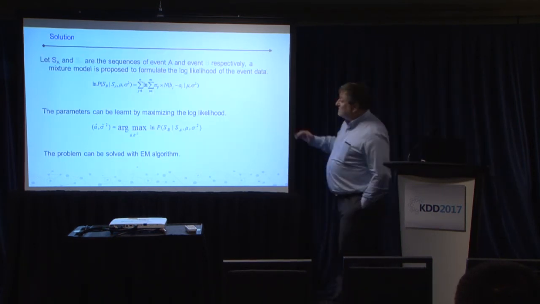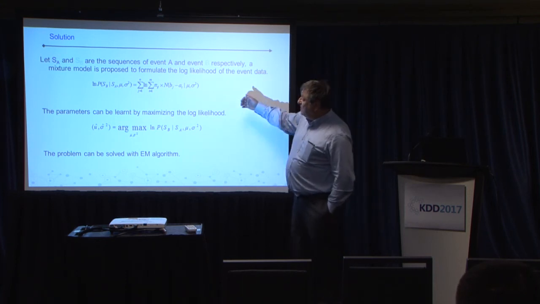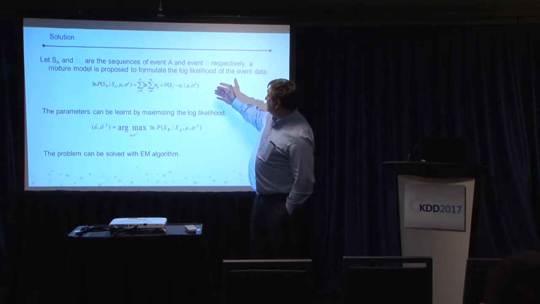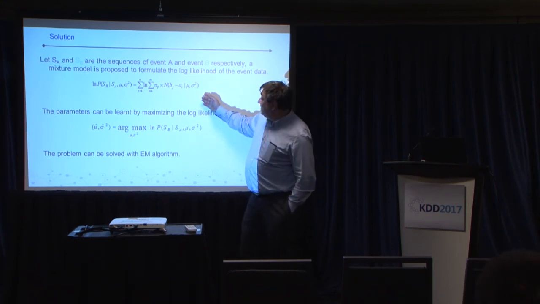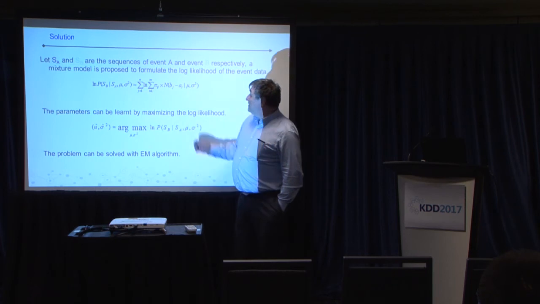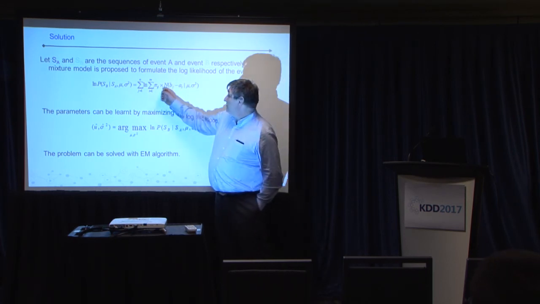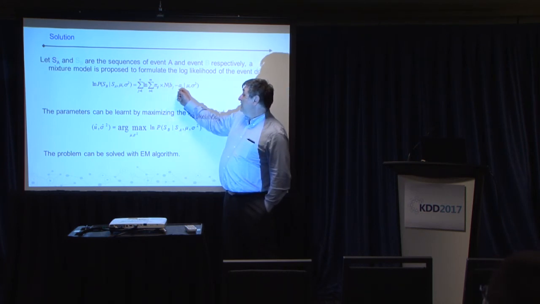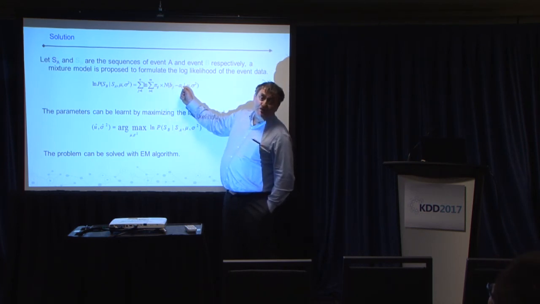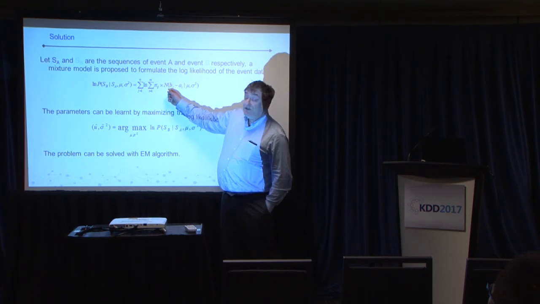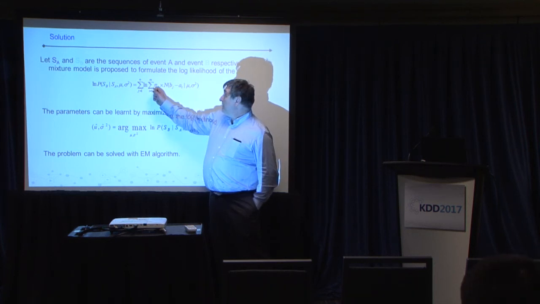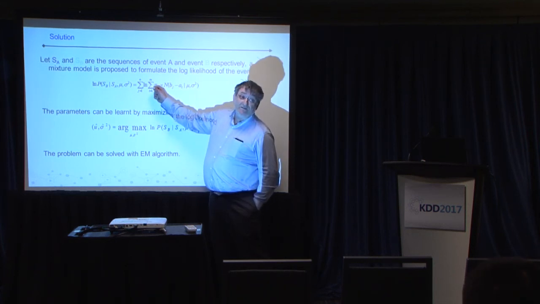Now, this is a standard method of solving that. First of all, we combine everything into one log likelihood expression. And you can see it on this left side. This is a product of two different distributions. This is a normal distribution. This is a time difference between event I and J. And this is a probability of event J being generated based on event I.